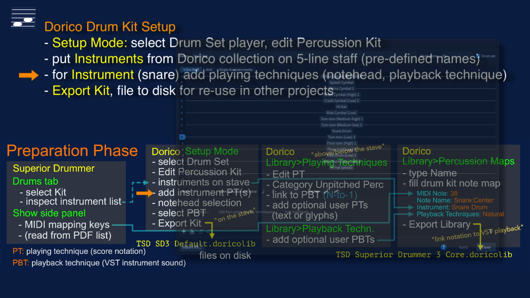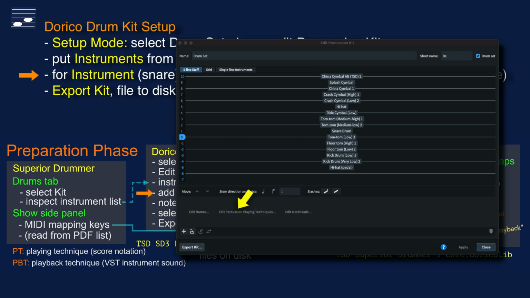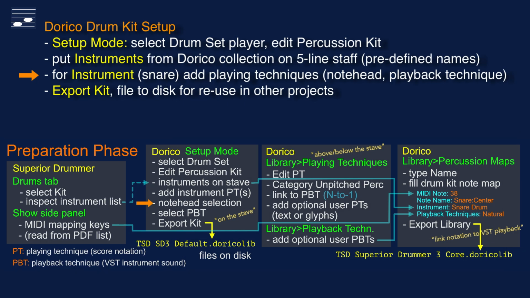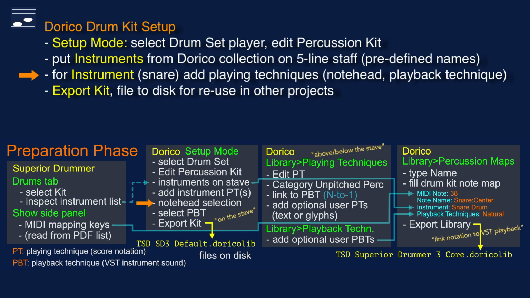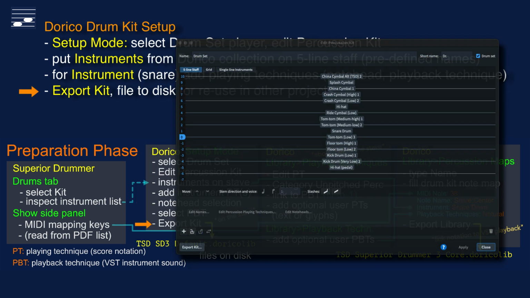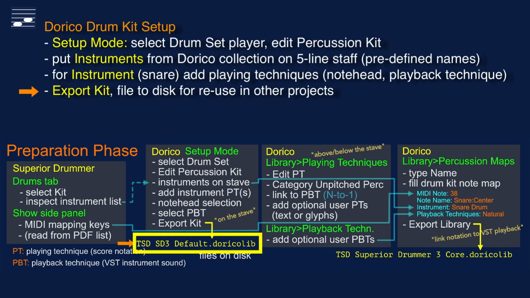Then for each instrument, here the snare drum example, start editing playing techniques. Add custom drum playing techniques by clicking the plus sign and select the note head set. For each new technique, create a link to a playback technique, selecting an item from the Dorico list. The number of playing techniques in this window is dictated by the articulation set you found in the Superior Drummer MIDI mapping overview. This will take time and focused effort. When done, export this kit to disk for reuse in later projects and as a backup.